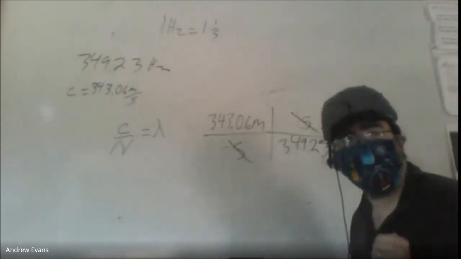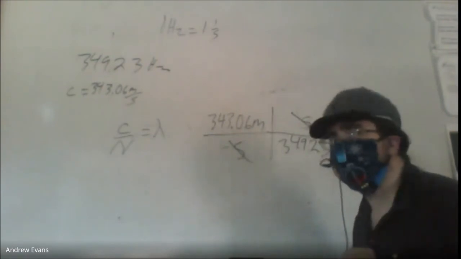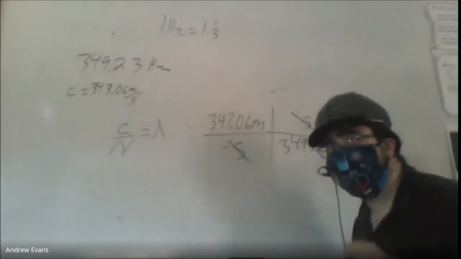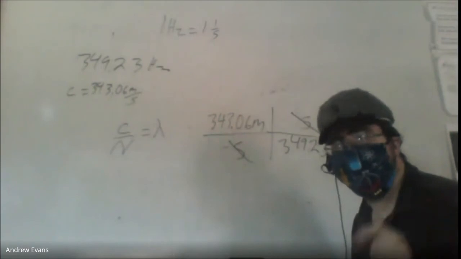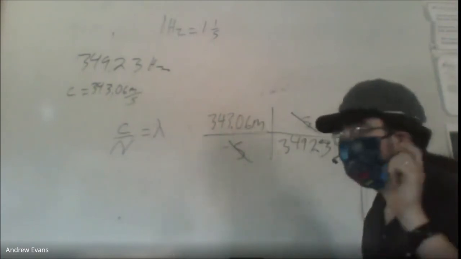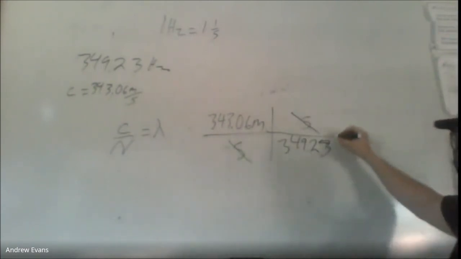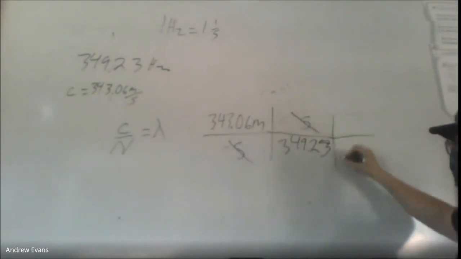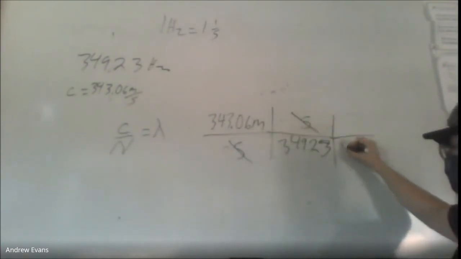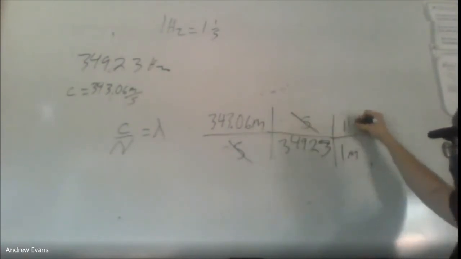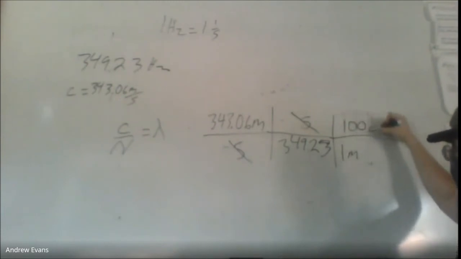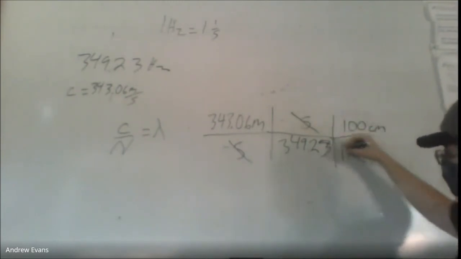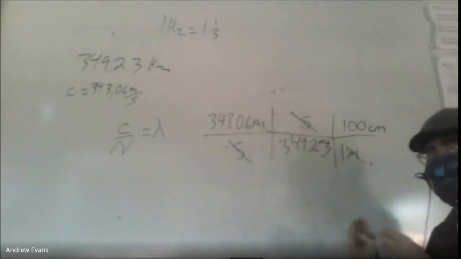What are the units we're going to end with? Meters. One last thing. What are the units they ask for in the answer? Centimeters. So we do a conversion here. In 1 meter, there are 100 centimeters. Meters, meters. Make sure you understand how to type this into your calculator.